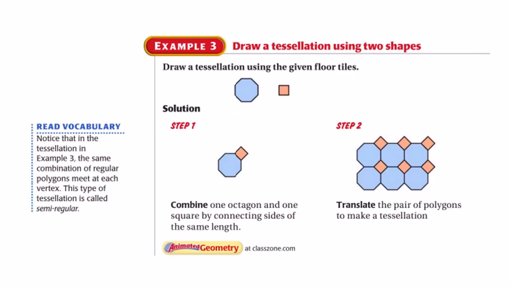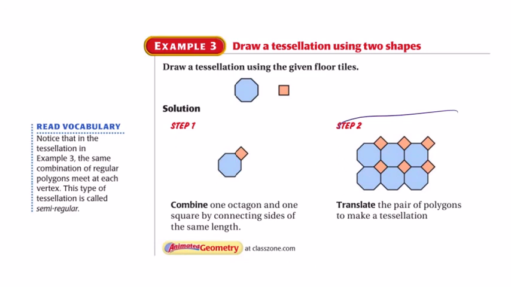Example 3, draw a tessellation using 2 shapes. Think about floor tiles. There's lots of patterns here. This is a very common floor tile that you would see with black and white tiles. So combine an octagon and a square by connecting sides of the same length. Then you translate the pairs in order to make a tessellation.